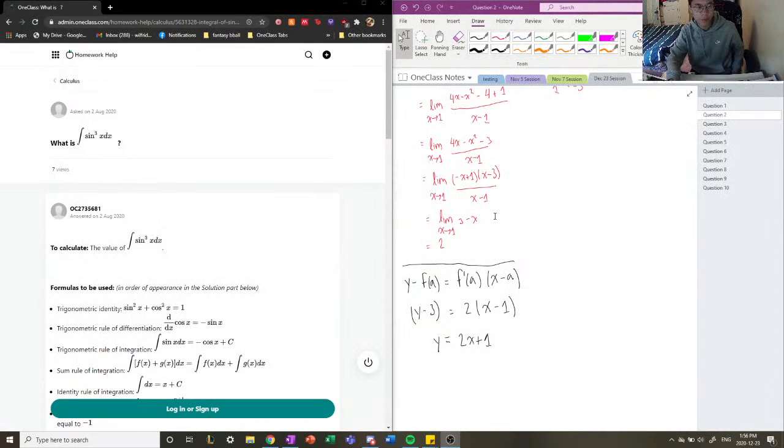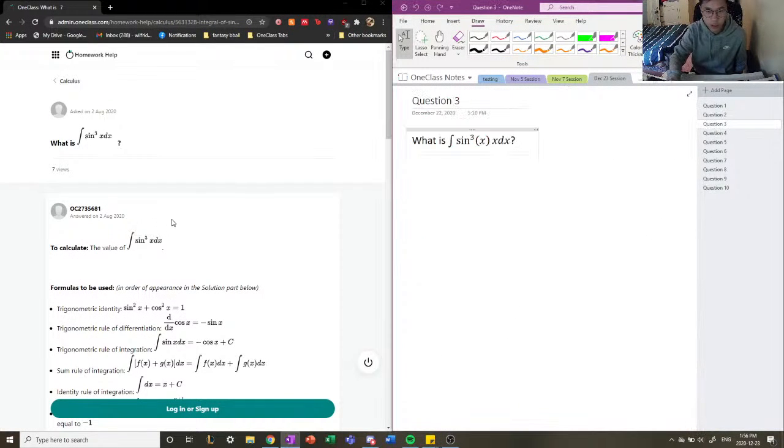Okay, sorry about that. All right, so the next question is question number 3, and it asks us to find the integral of sine cubed of x dx.